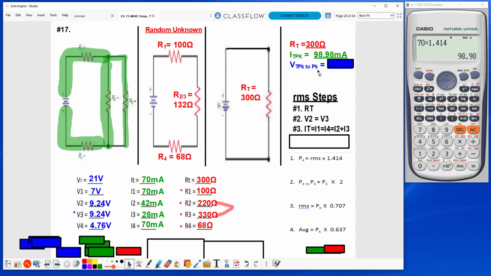Then I'm looking for my VT peak to peak. I have a VT value of 21 volts, so if I say times 1.414, this will give me my VT peak. And if I multiply that times 2, that gives me my VT peak to peak of 59.39 volts. And that is how we work this random unknown circuit, by understanding the construction of the circuit and the way that it's set up. So my final step here was to find V1 and V2.